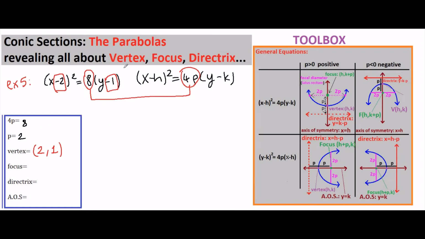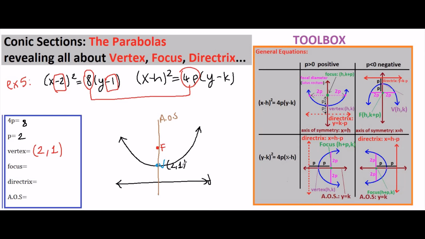The x term is squared and the p-value is positive. That means the parabola is looking upwards. Our focus is inside, and our directrix is behind the parabola. This is the vertex, and the axis of symmetry is passing through the focus and vertex. This is the focus, this is the vertex, this is the directrix, this is the axis of symmetry.